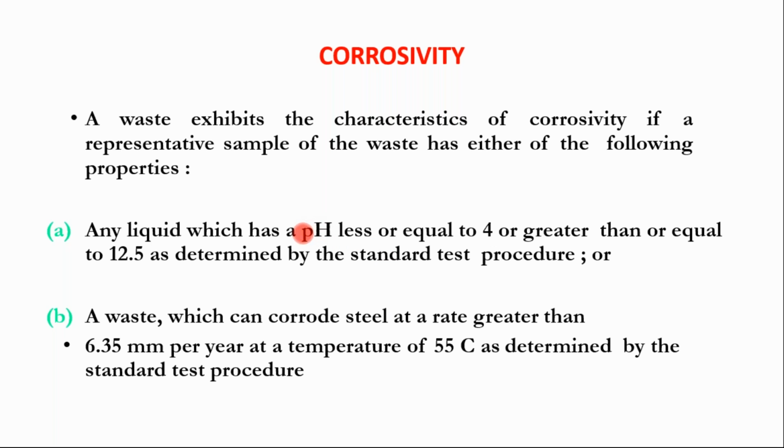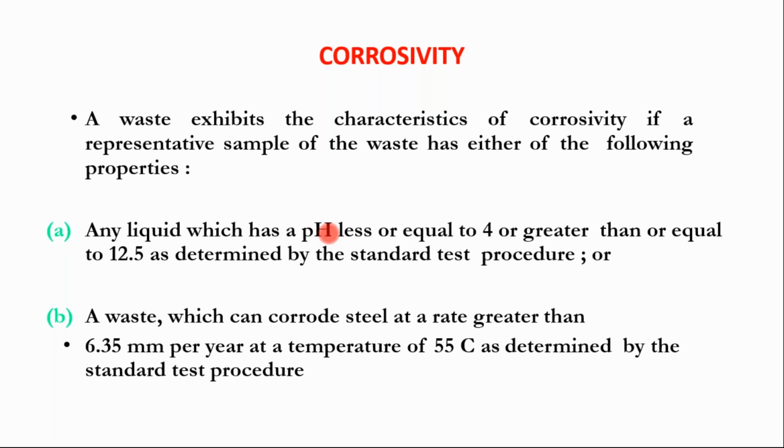P stands for potence, that is nothing but the strength or the power, and H stands for hydrogen ion concentration. So the strength of the hydrogen ion concentration of that particular chemical is called the pH value, and generally it ranges from 0 to 14.